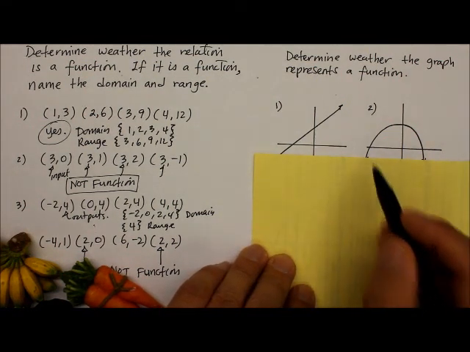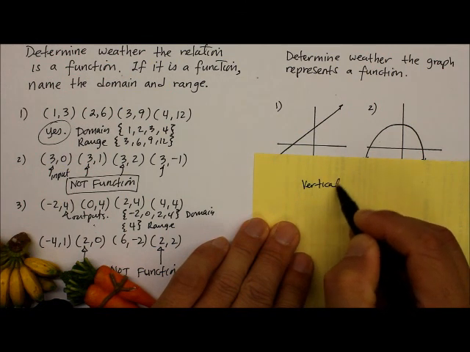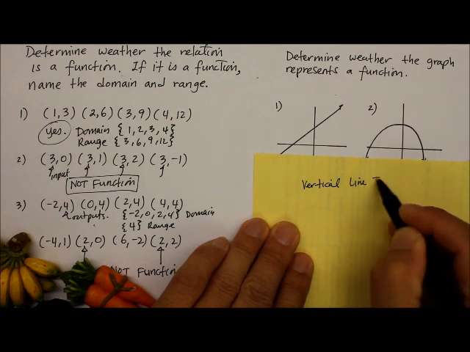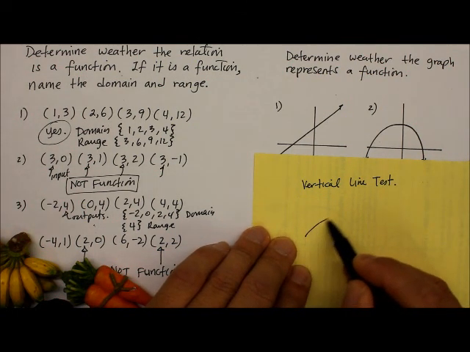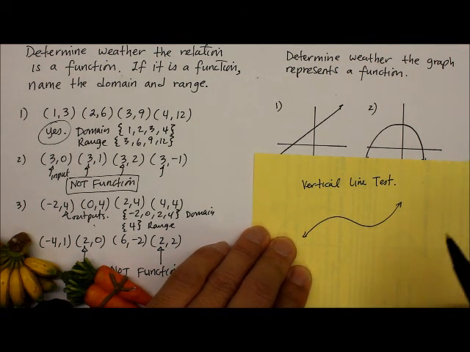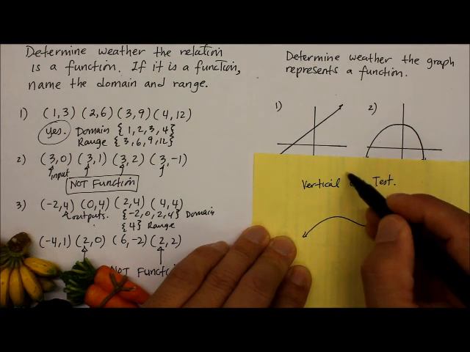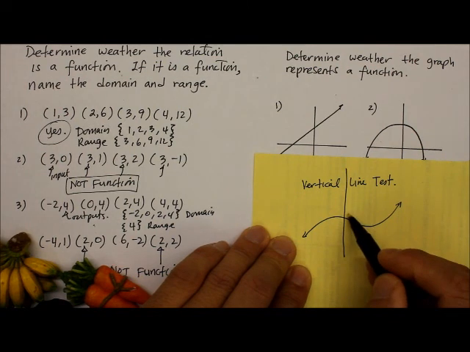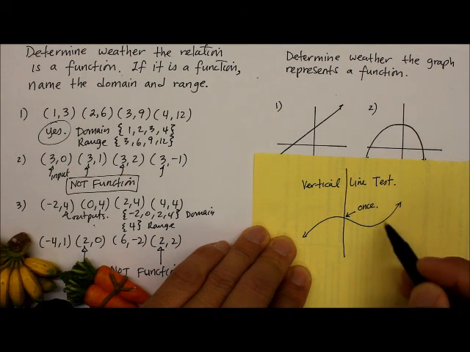Now to determine if a graph is a function, use a thing called the vertical line test. What that means is, whatever the line they give you, if you're able to draw, anywhere on that curve or line, a vertical line through it, and it crosses that function line only once, then yes, it's a function.